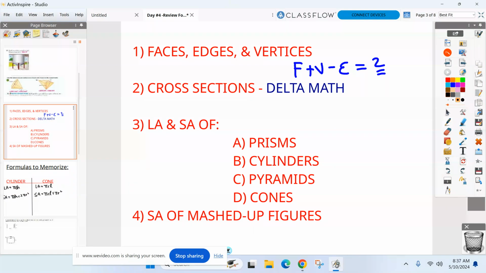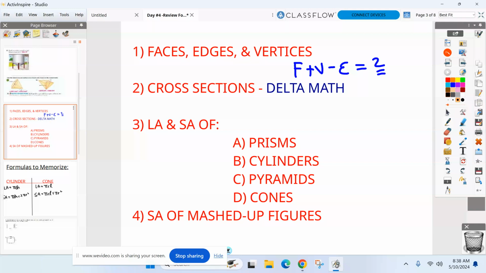Pyramids, ready? Take the base off. Always, I don't care what shape the base is of a pyramid, you take it off, what's always left? Triangles. So 1/2 base times height times how many there are. And then if I ask for surface area, put the base back on. And that's it. There's your quiz.